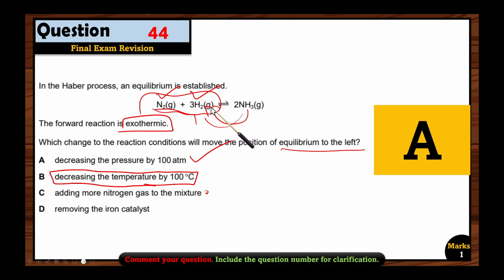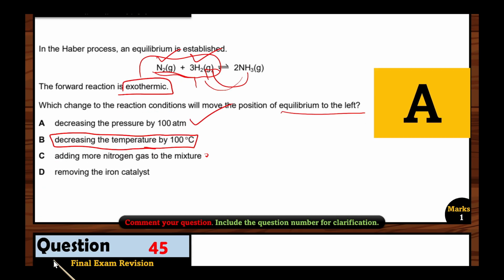So it means if you increase the pressure, it will help the ammonia, but if you decrease the pressure, it will help the reactant, and we have to shift the equilibrium towards the left. So what should we do? We should decrease the pressure. If we decrease the pressure, then it will favor the production of the reactants. So decreasing the pressure is the right option. Okay, so that's why option A is the right option.